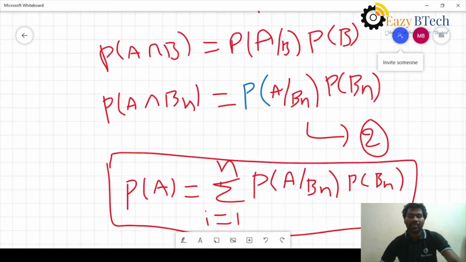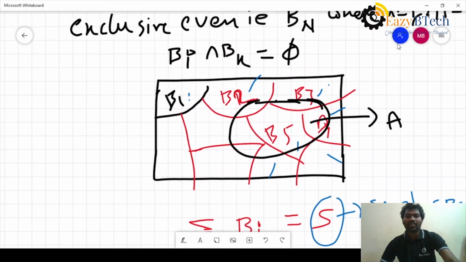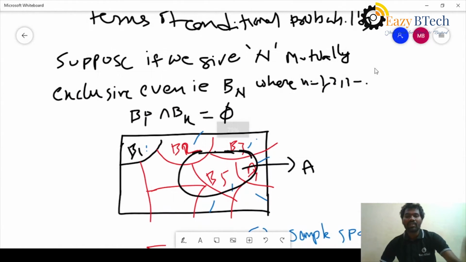Moving again, I am explaining one more time. I took n mutually exclusive events, that is B1, B2, B3, and so on up to Bn. So their intersection is always equal to the null set. Why? Because they are mutually exclusive events, there is no common element between them. And we took an event A inside this sample space, and we have to find the probability of event A in terms of the conditional probabilities with B1, B2, B3.